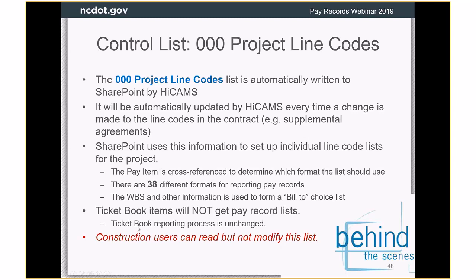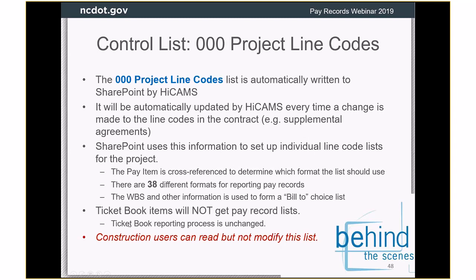I mentioned before that the pay items are cross-referenced, so we can tell which format the list should be in. There's 38 different formats. And we use the WBS and other information, like contract modification information, to make this bill to choice list.